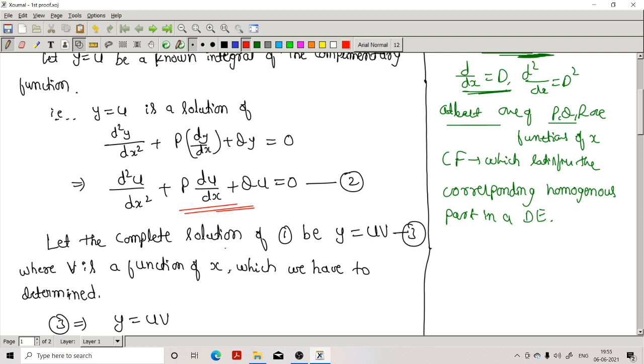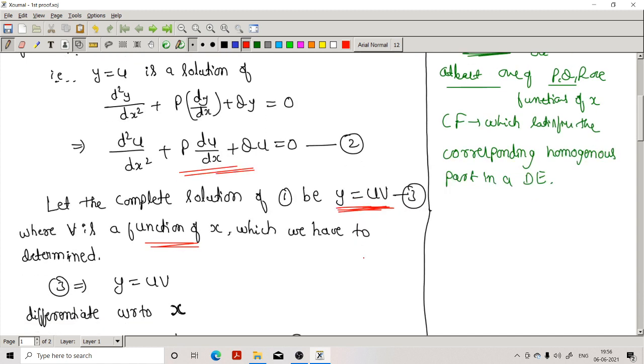Okay, let the complete solution be in the form y is equal to u into v. U you already know, that is a part of the complementary function. You must find v, where v is a function of x. That is not a value, that is a function of x. Therefore, we have to determine v. The complete solution is in the form of y is equal to uv.